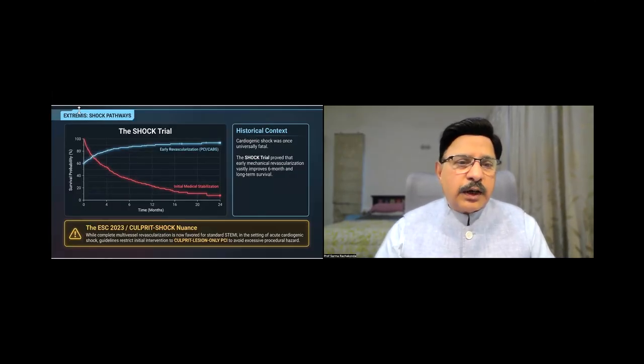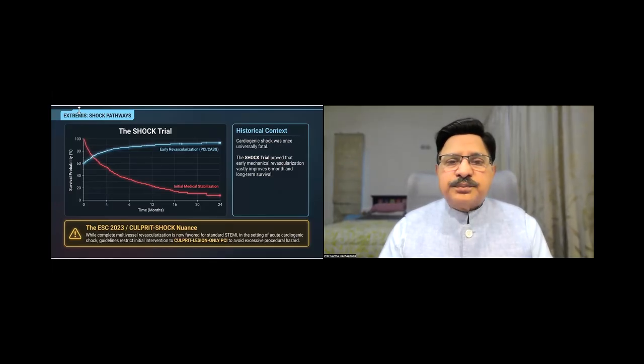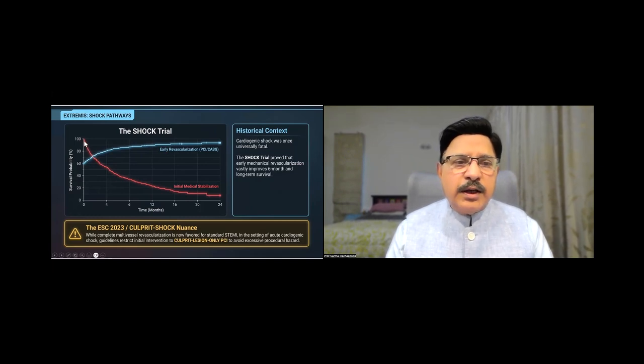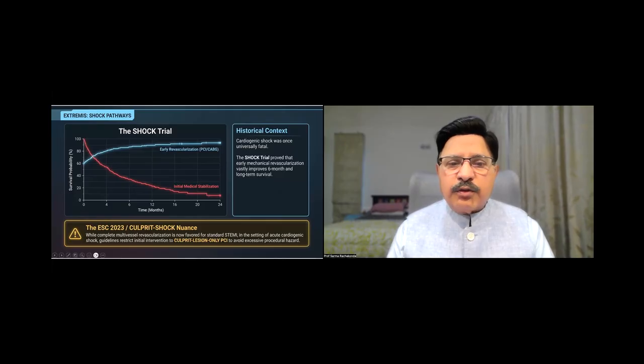Now, the SHOCK trial has taught us initial medical stabilization, then early revascularization. Initial medical stabilization is the red line. And early revascularization is primary coronary intervention or a CABG, coronary artery bypass graft. Either you stent it or do a bypass. They do very well in terms of 24 months survival. In terms of 2 years survival, of those who underwent early revascularization, 85% survived 2 years.